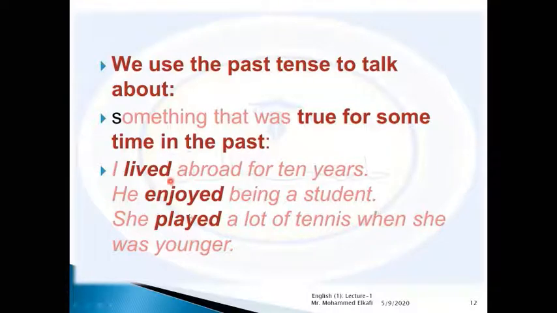So we have three true things mentioned here, and we have the past form: lived from live, enjoyed from enjoy, played from play. Okay, I want you to think of these verbs. These are good examples for what? Regular verbs, because here we can note the ed at the end of the verbs.